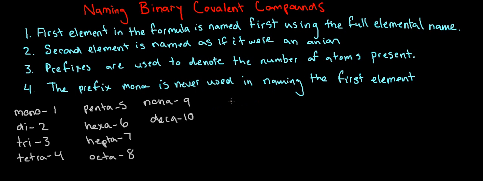Let me do an example. N2O. Let me use this new system to name this. First element in the formula is named first, using the full elemental name. The first element is nitrogen, so I'm going to use nitrogen as the full elemental name. Second element is named as if it were an anion. Second element is oxygen, oxide.